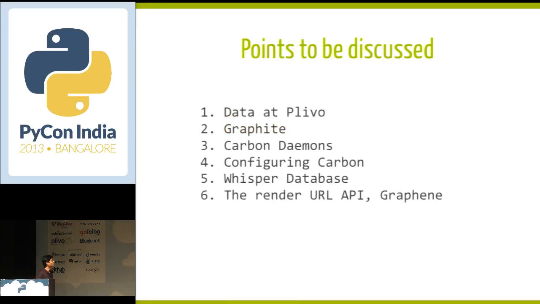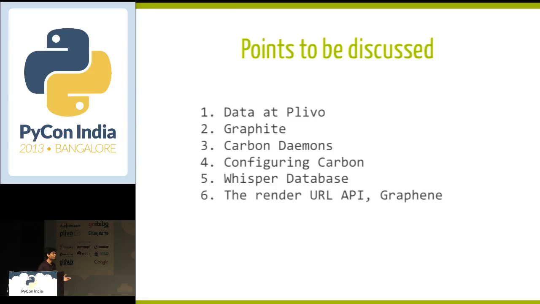So, a brief detail of what I'm going to discuss in today's talk. I'll start with what all data we generate at Plivo. I'll talk about the various components which generate data. Then I'll move on to Graphite and some of the components in Graphite like Carbon and Whisper. And I'll end the talk by telling you how to graph this data onto graphs like Graphene and using the render URL.